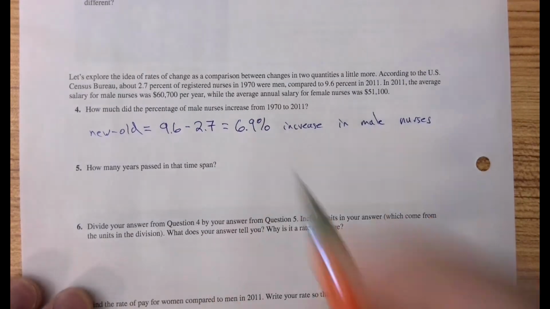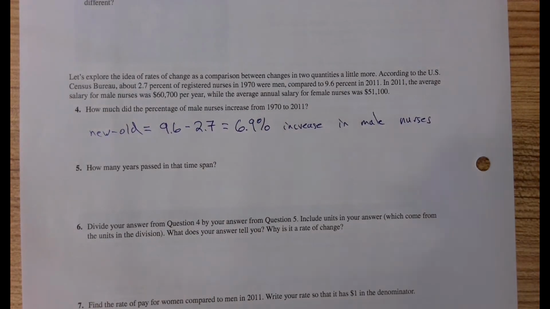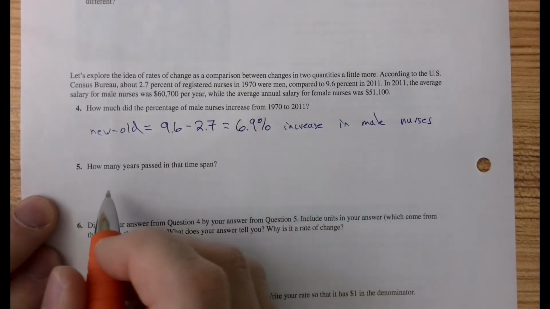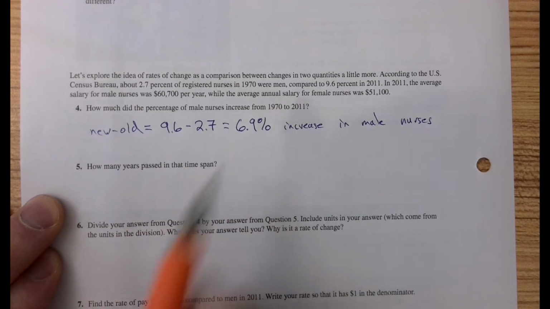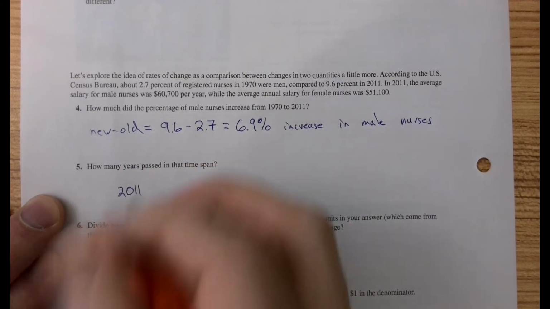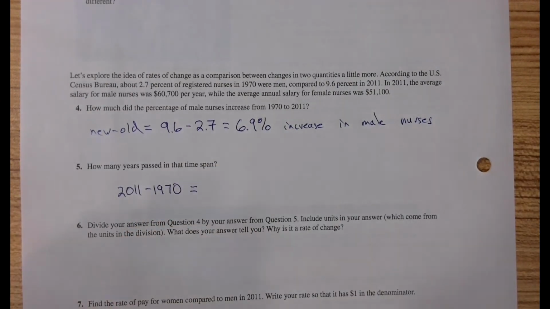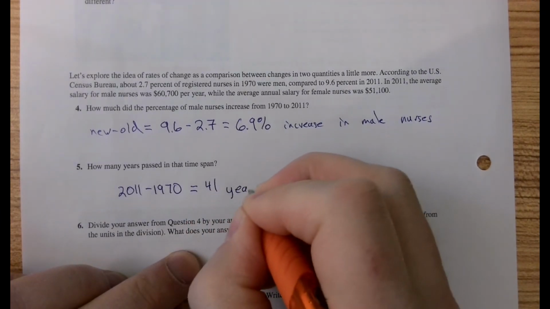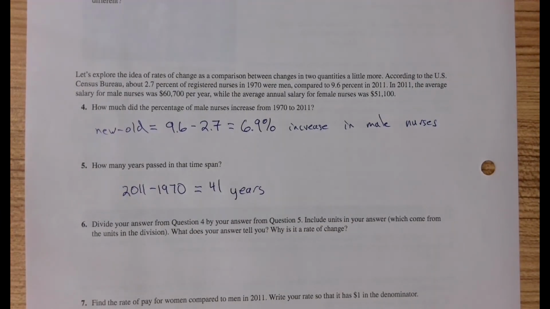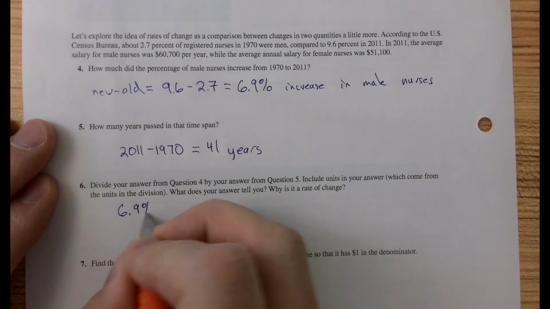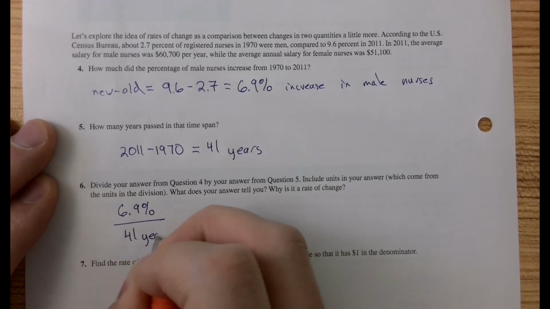The units we're looking at are percentages. Then the second question is another really important question: how many years did it take for this change to occur? The new year is 2011, and the year we started our data in was 1970. So this is 41 years. Now we're going to create a rate. What was the change in percentage of male nurses in the field over this time period? We're going to look at the 6.9%, as our author tells us, divided by 41 years. That's our rate.